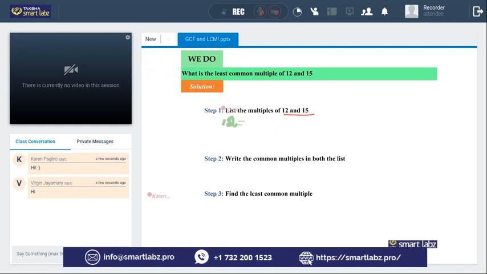It's okay. 12, yeah. 15. Very good. So it's the least common multiple. So it's 12. 1 times 12 is 12, and 2 times 12 is 24. Good job. 12 times 3 is 36.